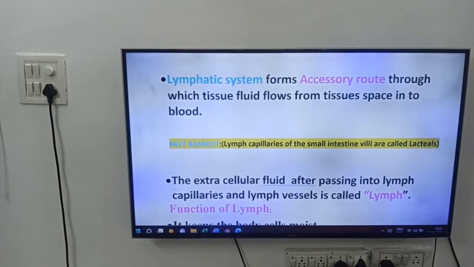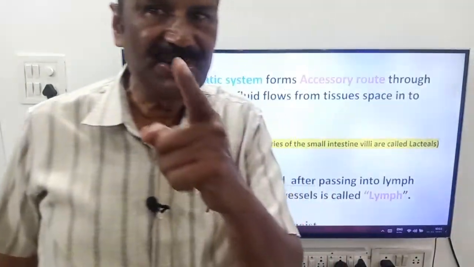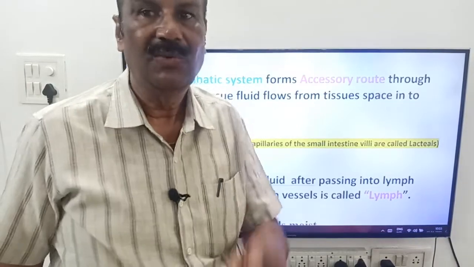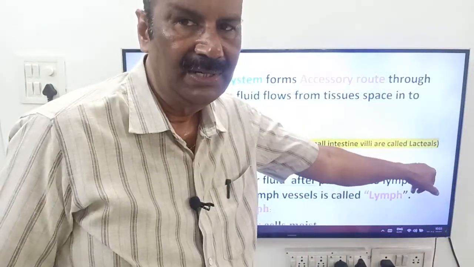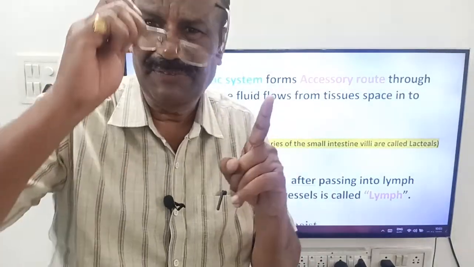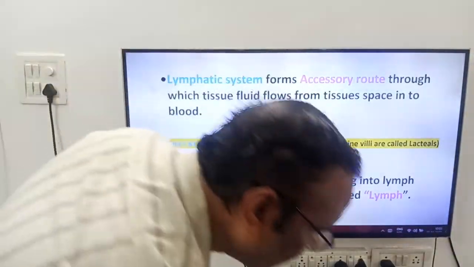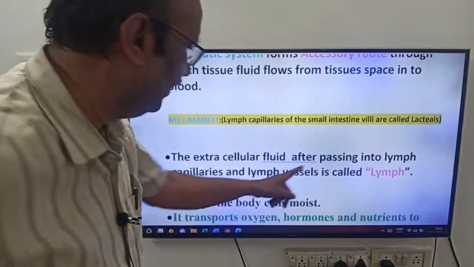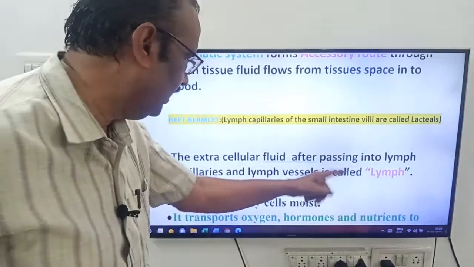See friends, what is the function of these lacteals? These lacteals absorb fats. You know, friends, lymph has fewer nutrients but more fats. What are those fats absorbed by? By the lacteals. Next friends, the extracellular fluid, after passing into lymph capillaries and lymph vessels, is called lymph.